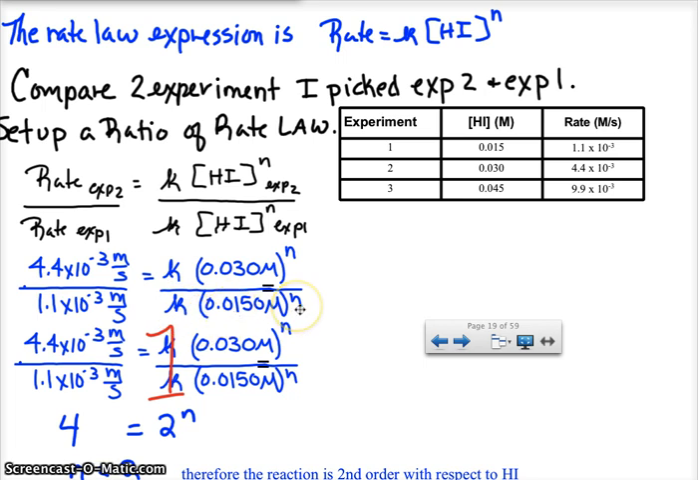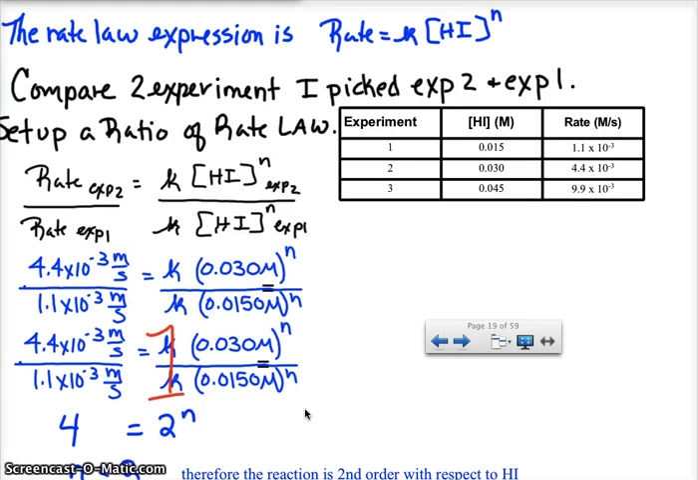Now when I do this, you will notice that k over k, which is a constant, means it's the same number, so they're going to cancel each other out. And I am then able to simplify this into 4 is equal to 2 to the nth power, or n is equal to 2. Therefore, we say that the reaction is second order overall with respect to HI. We just figured out the order.